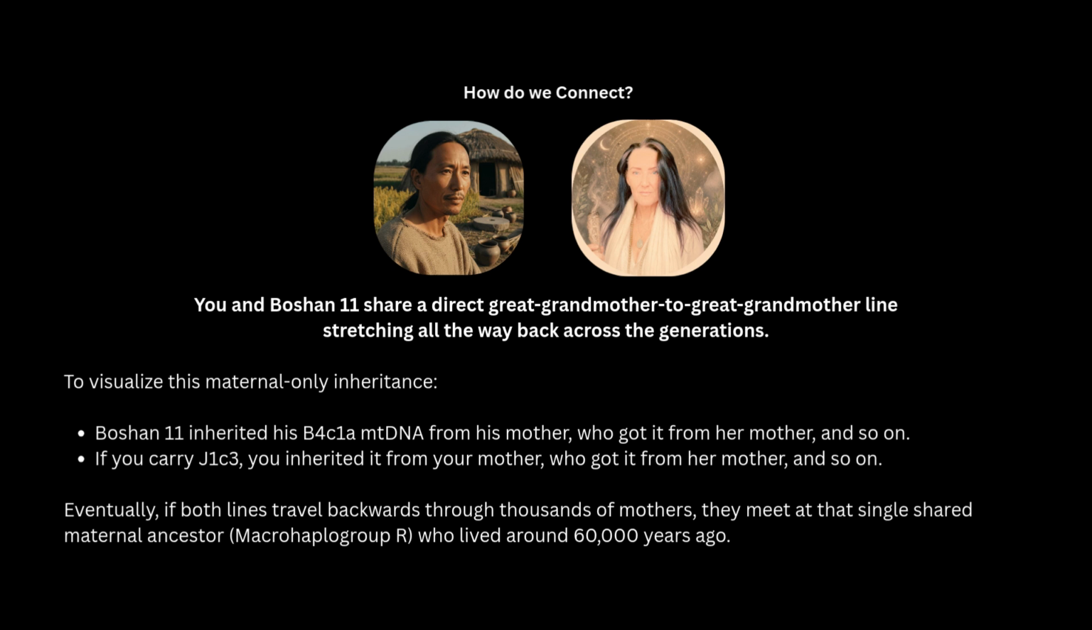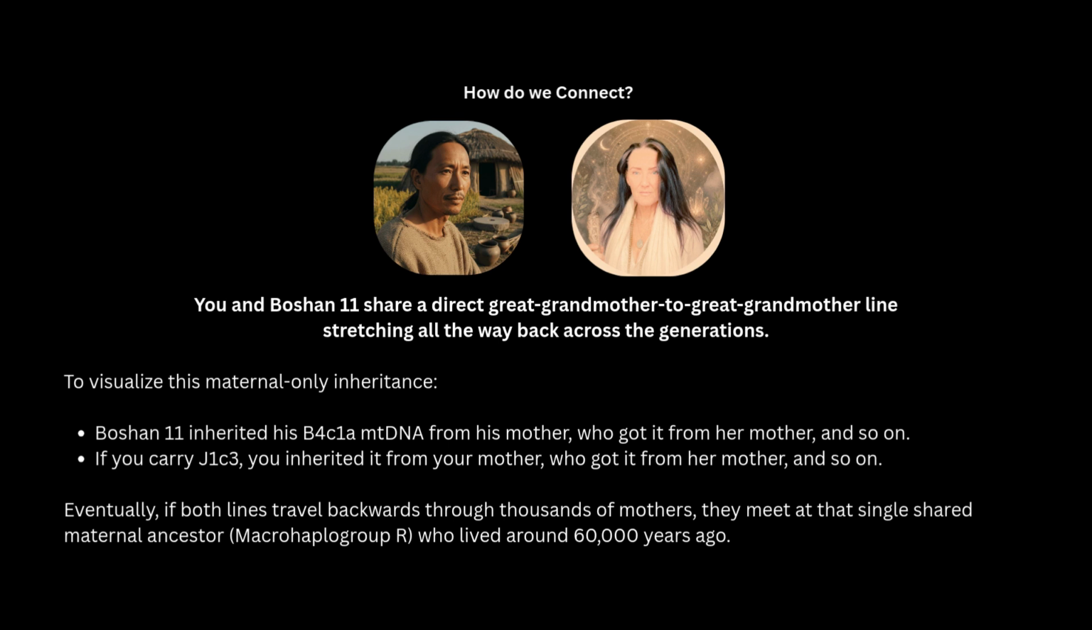Because mitochondrial DNA is passed down strictly from mother to child, every maternal lineage on Earth ultimately traces back to a single woman, known as mitochondrial Eve, who lived in Africa roughly 150,000 to 200,000 years ago. However, the specific junction where the branches of B4C1A and J1C3 split is at macrohaplogroup R, an ancient maternal clan that originated roughly 60 to 65,000 years ago in Southwest Asia or the Near East.